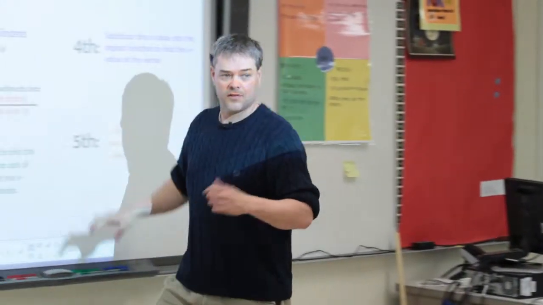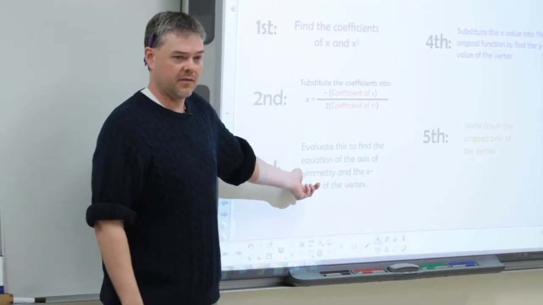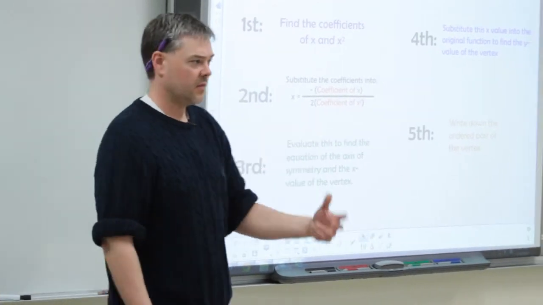If we're struggling with this, it would be a good thing. I'll put this back up there when we're actually doing our work today. You should know this: the steps to find the vertex. In the steps to find the vertex, you find the axis of symmetry. So you find both of them by doing the same thing.